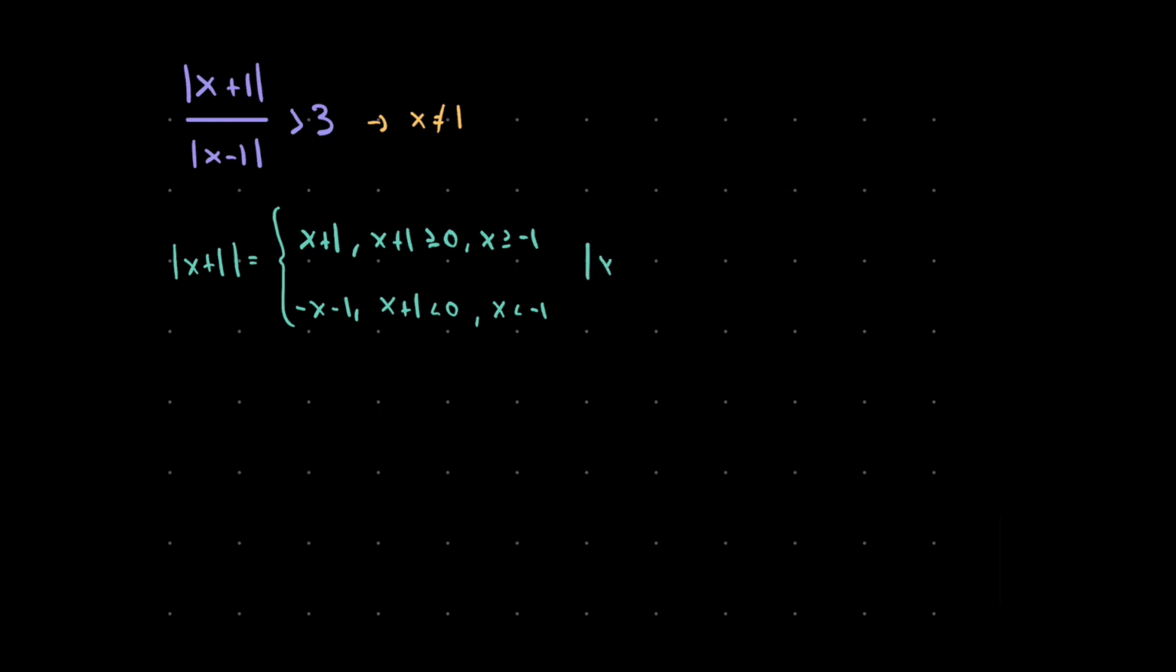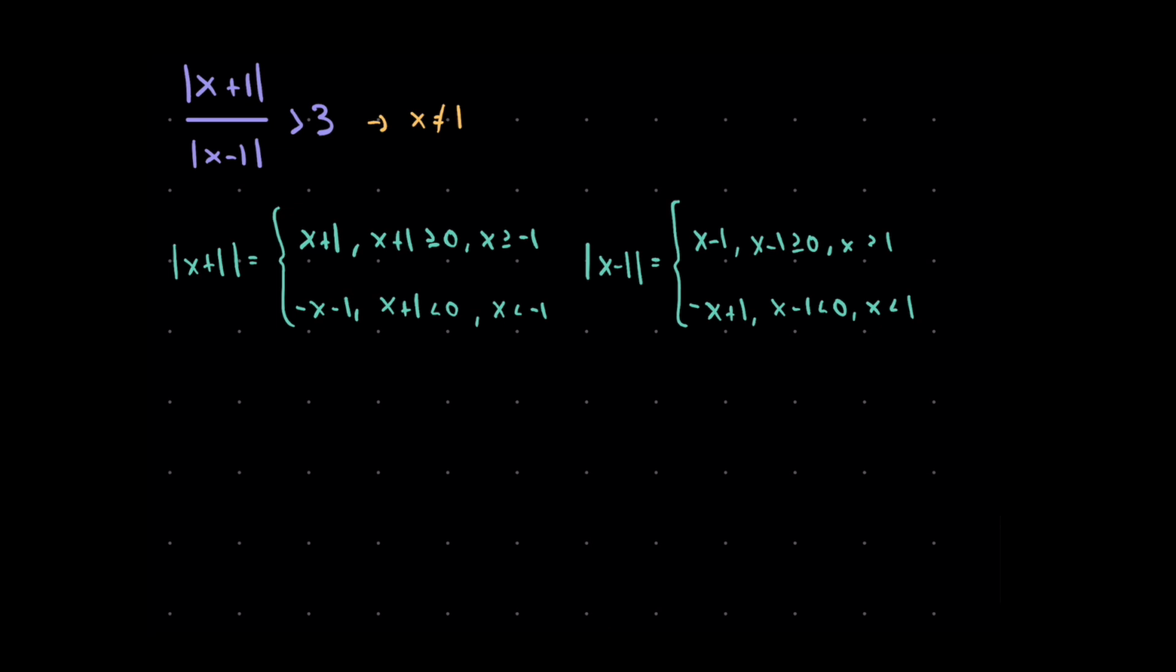Moving on, we go to x minus 1. It's pretty similar. This is equal to x minus 1 when x minus 1 is greater than or equal to 0, or when x is greater than or equal to 1. However, we know x cannot be 1, so we'll erase that. We'll just write x is greater than 1. And then we have the negation, minus x plus 1, when x minus 1 is less than 0. And this is the same as saying x is less than 1.